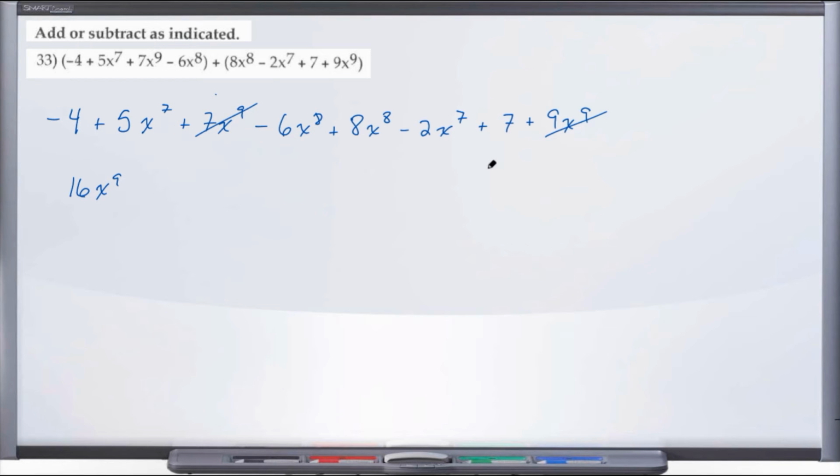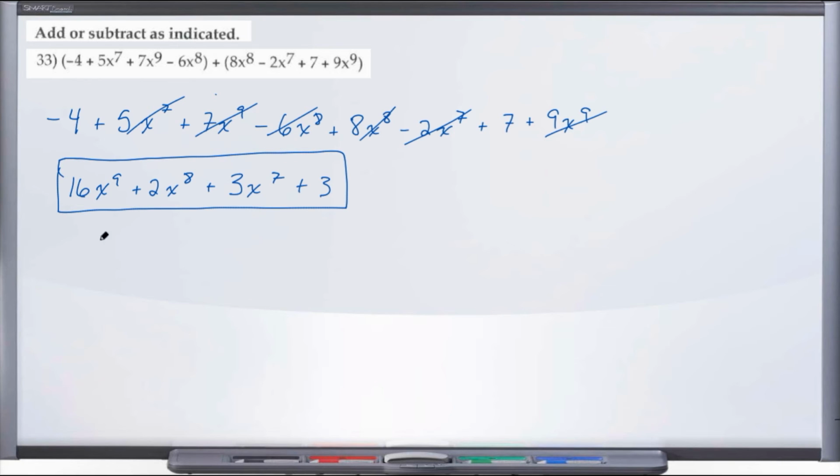And the next power down, the next degree, is going to be 8. So we have a negative 6x to the 8th plus 8x to the 8th. So that's going to be a positive 2x to the 8th. And the next degree down will be our 7. And I see a 5x to the 7th minus 2x to the 7th. So plus 3x to the 7th. And lastly here we have a negative 4 plus 7, so that's going to give us a positive 3.